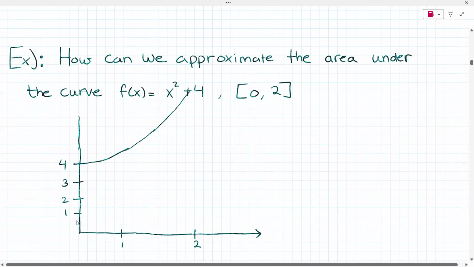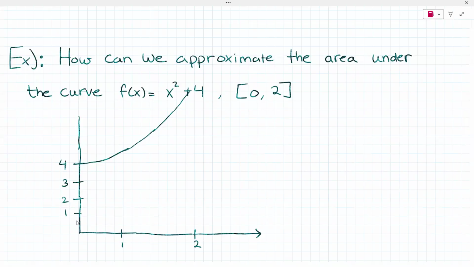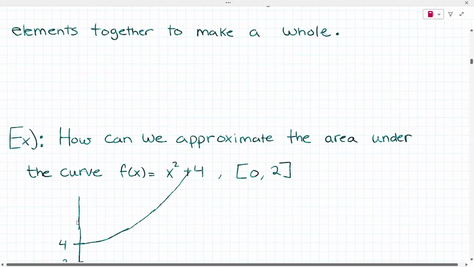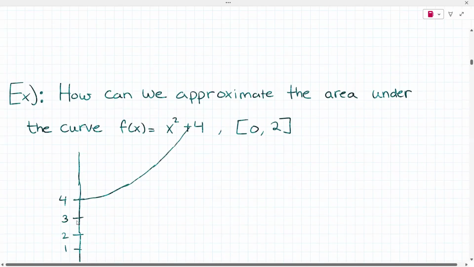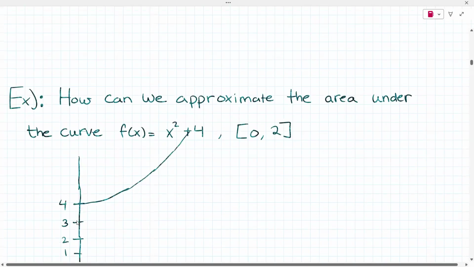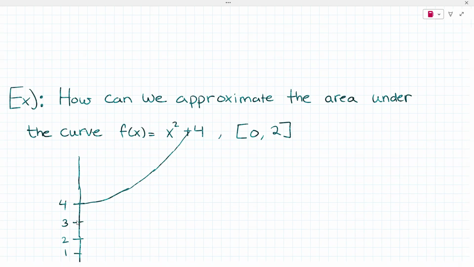So what's the difference? When you're approximating, you're going to use the Riemann sum, right? And then later on in calculus, you can find the exact values between two boundaries using the integration rules. So if you look at this example, how can we approximate the area under the curve of f of x equals x squared plus 4 from the boundary 0 to 2?